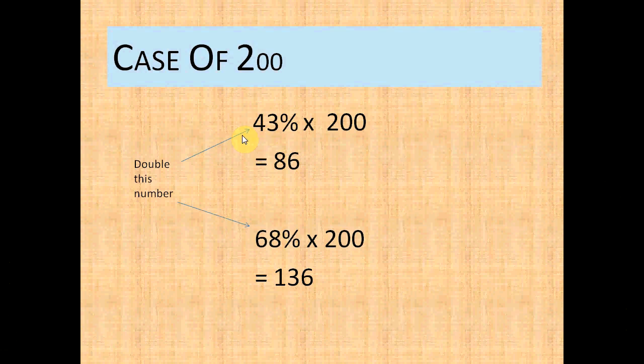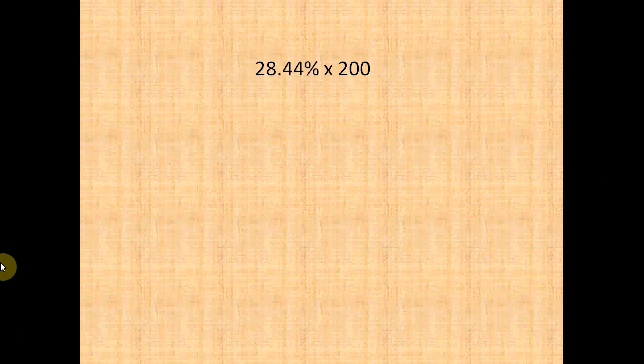Very simple. Now let's move on to some complicated percentage in this case. Let's try to calculate 28.44% of 200. So I'll just double this number, 28.44. Now double of 28 will be 56 and double of 0.44 will be 0.88. So my answer is 56.88. Isn't that cool? Just in a couple of seconds, you should be able to mentally double the number. That's it.